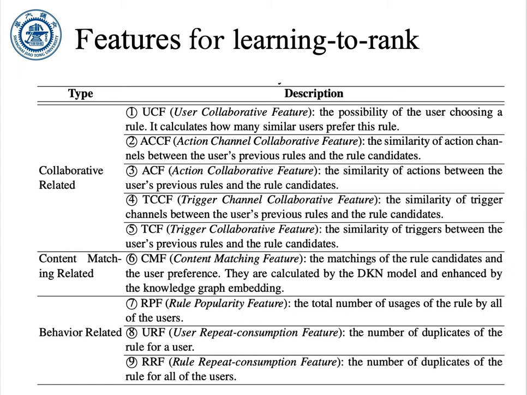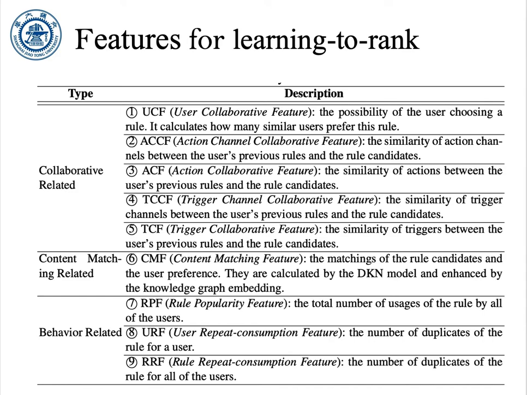An intuition is that users are similar to each other if they have written similar rules. ACF computes the shortest path between two rules in terms of their action channels. The shorter the length, the more similar the two rules are. ACCF, TCCF, and TCF can be similarly computed. Although this feature can well recommend TA rules from similar users, or similar TA rules, it is only suitable for TA rules that users have not written, and it is impossible to judge whether users will write the same TA rules.